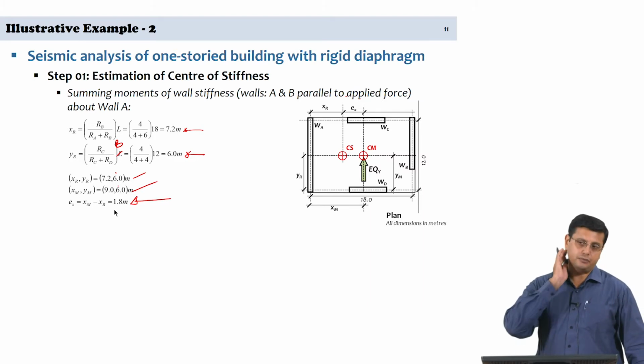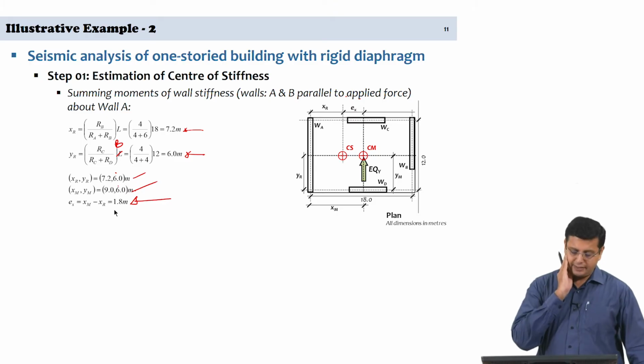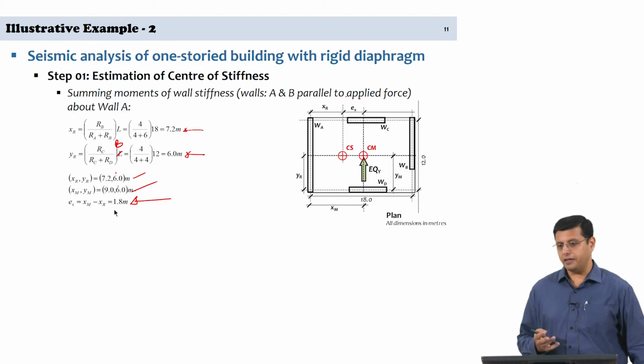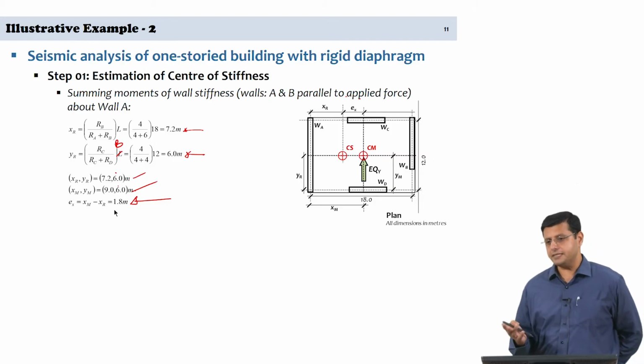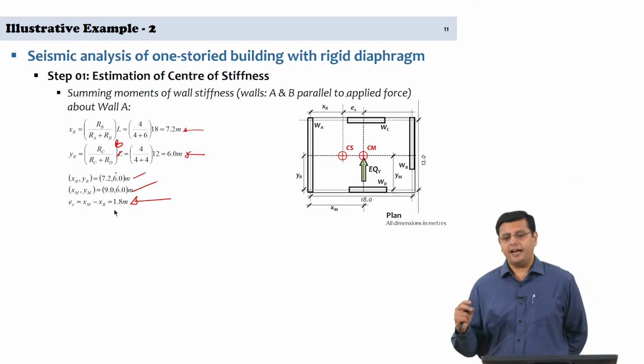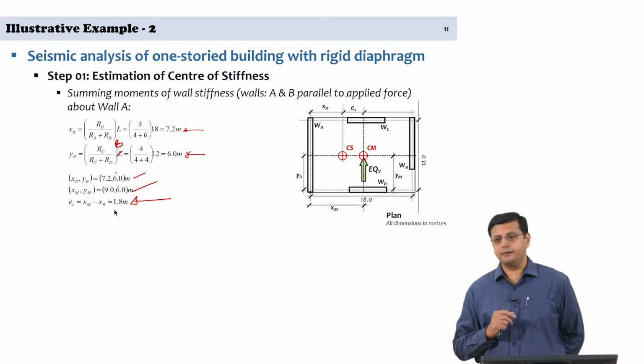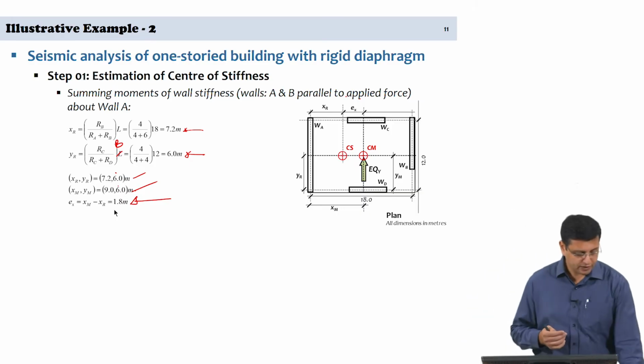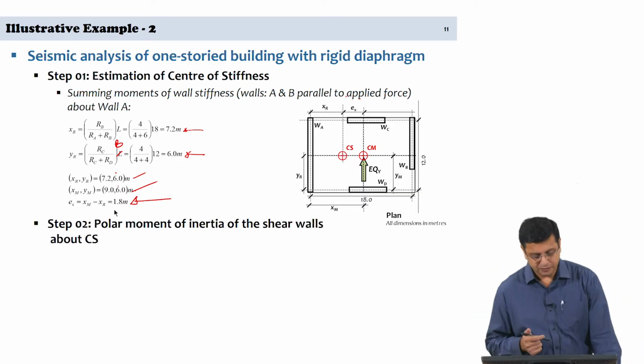So, that is the eccentricity which is causing torsion, and that is significant eccentricity. It is 10% of the plan dimension perpendicular to the direction of the earthquake, which is significant. We typically use about 5% of the plan dimension as an estimate of accidental torsion, and we have here a case where it is double. So, it is significant eccentricity.